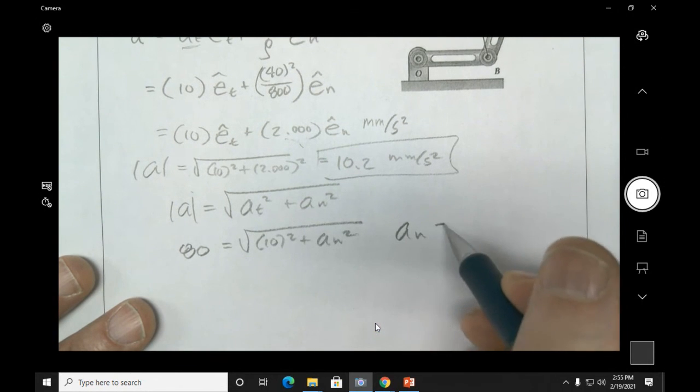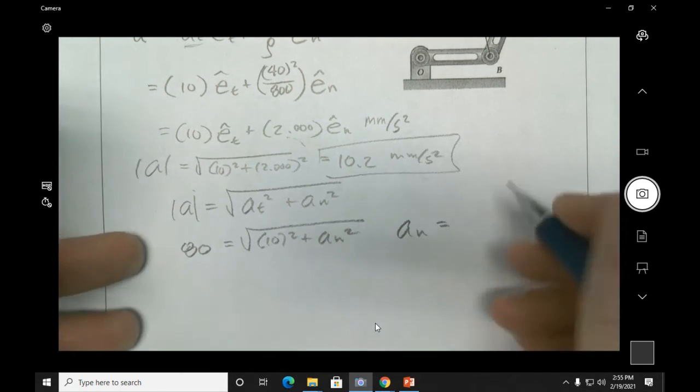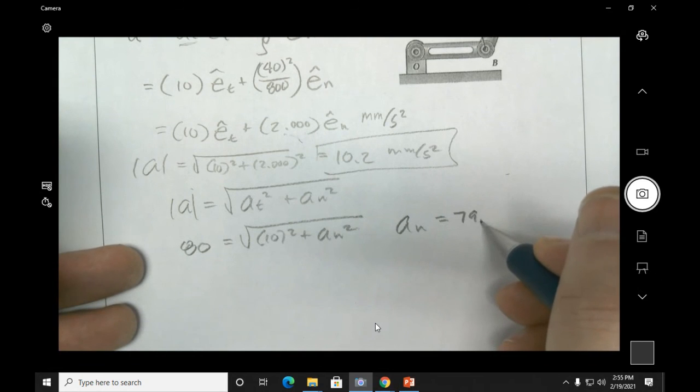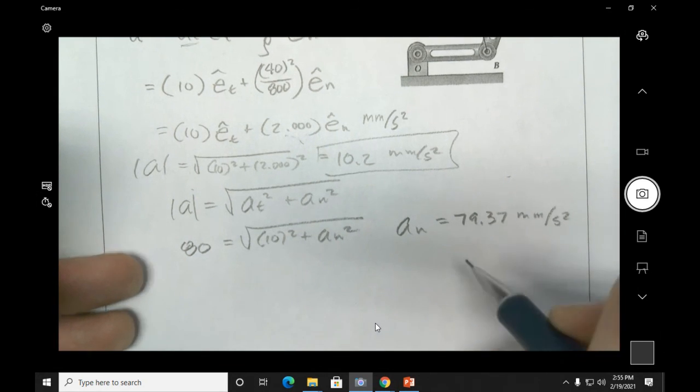So we could find the AN for that. I think this way makes more sense, where we take 80 and square it, and then we subtract out 100, and then we take the square root of it, and we find that that's 79.37 millimeters per second squared.